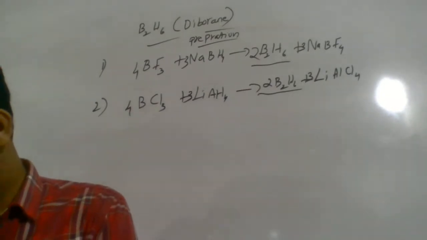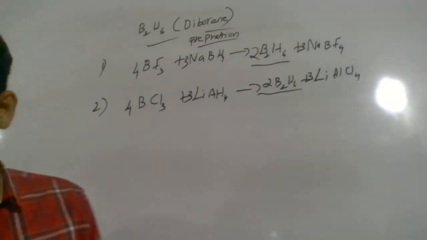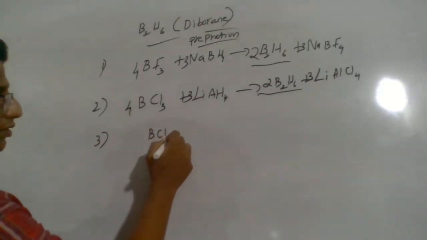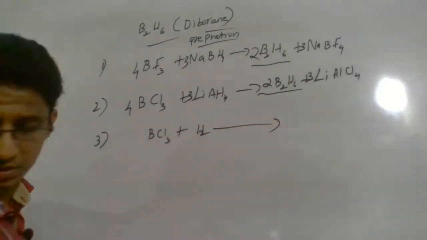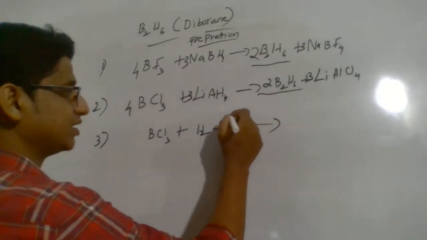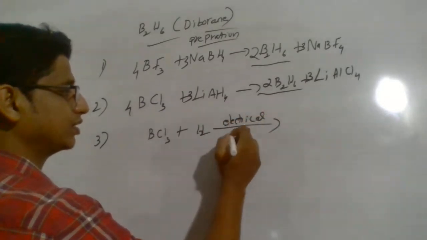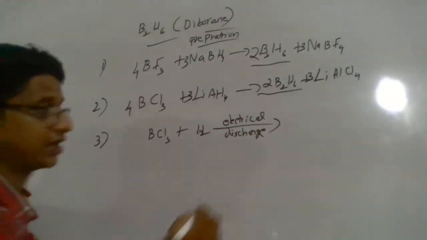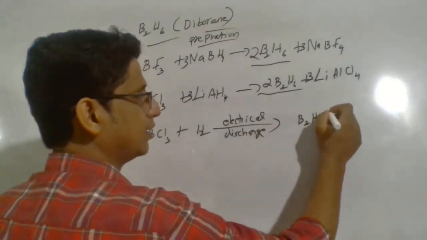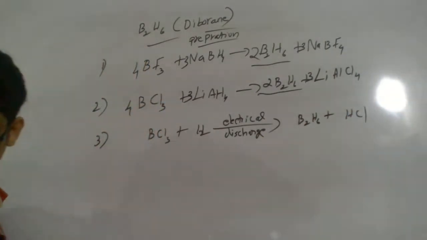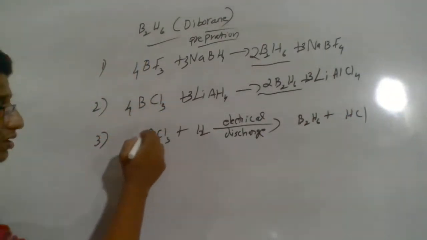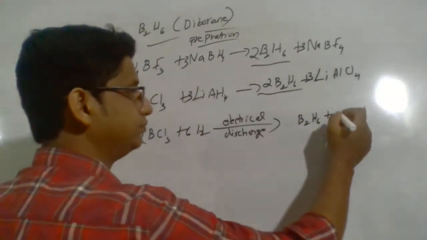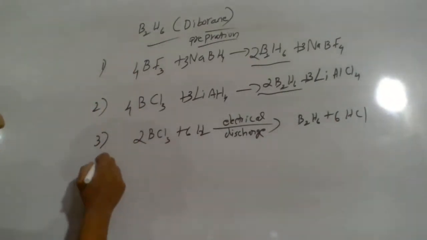Now another method. This time boron trichloride, and hydrogenation is carried out in the presence of electricity. So electrical discharge is carried out, so that you get diborane and hydrochloric acid, that is hydrogen chloride. So this is another method of preparation of diborane. Any three that you can remember.